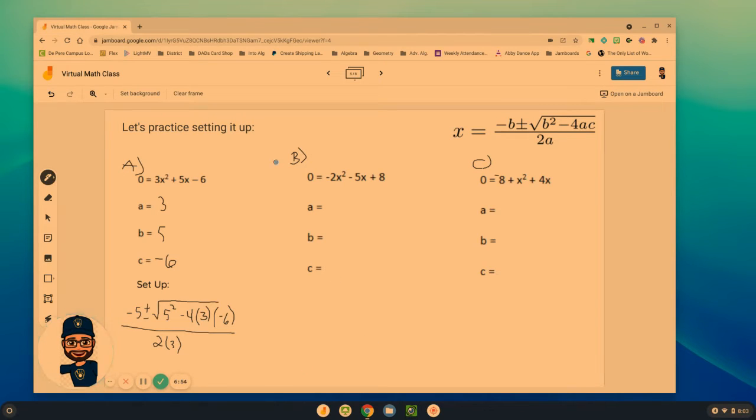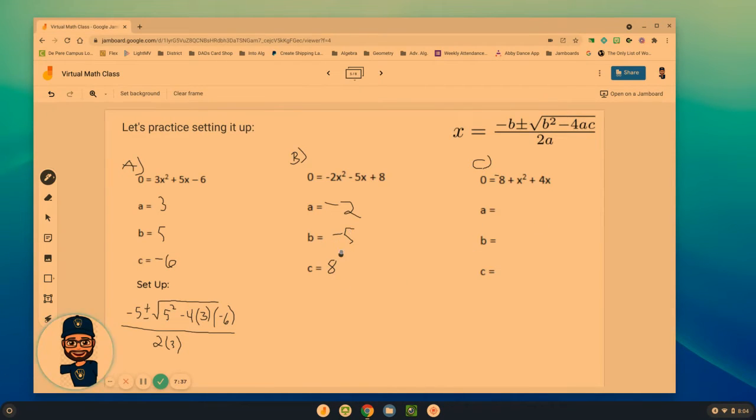All right, so let's try that with letter B. Is the equation set equal to 0? Yep. Is it in descending order, ax squared, bx, and c? It is. All right, so now I need you to tell me, what is the a value? -2. Remember, it's in front of the x squared, so -2. What is the b value? This is going to be -5. Why? Because that's what's in front of the x, and we have to take that subtraction sign. So -5. What is the c value? 8. And so now we can use all of that to plug it back into here.